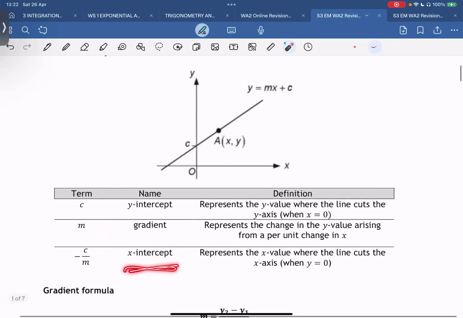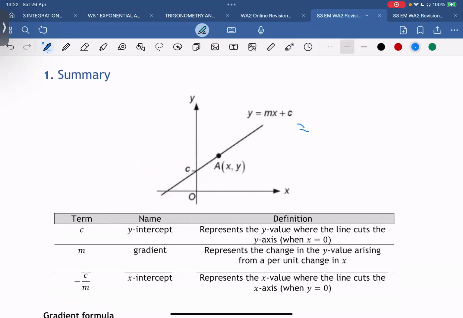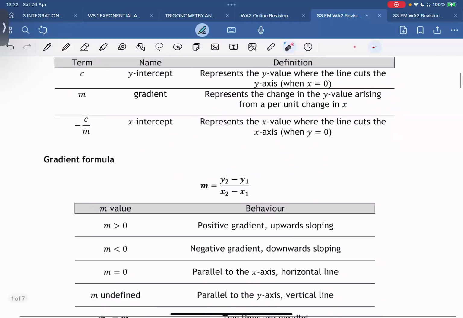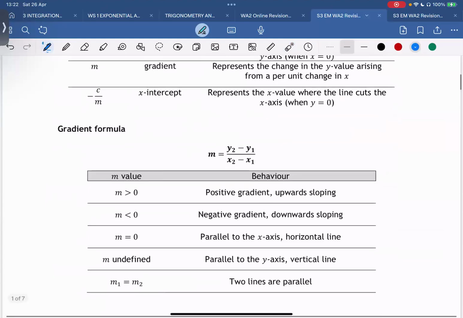So recall, x-intercept is the point where the line touches the x-axis. And when the line touches the x-axis, the coordinate will be x comma 0, right? Okay. The y coordinate will always be 0. So all we have to do is to let y be 0. So we have 0 equals mx plus c, right? And to solve for the x coordinate, we just make x the subject. So x will be negative c over m. Okay, that's how we get our x-intercept. Okay, next is our gradient.